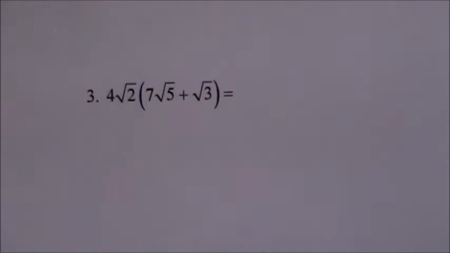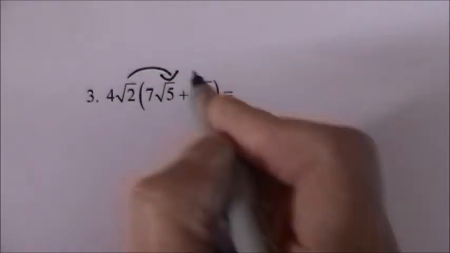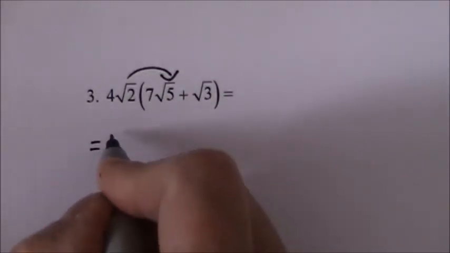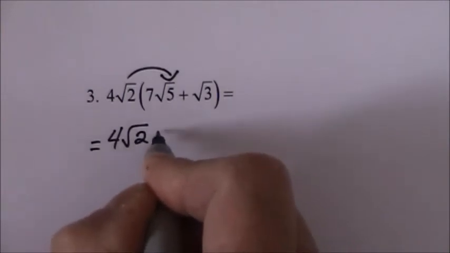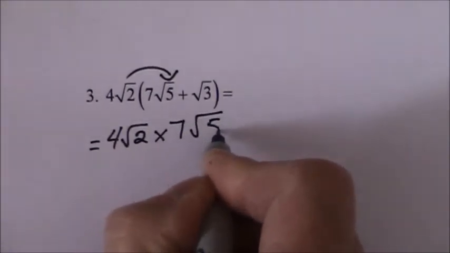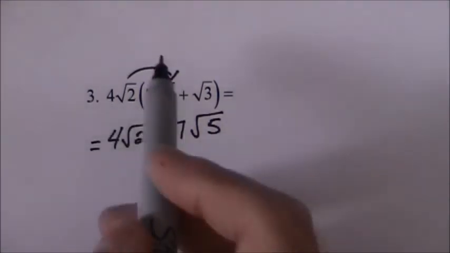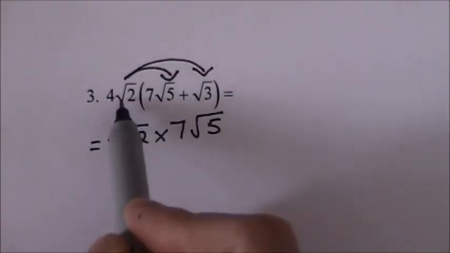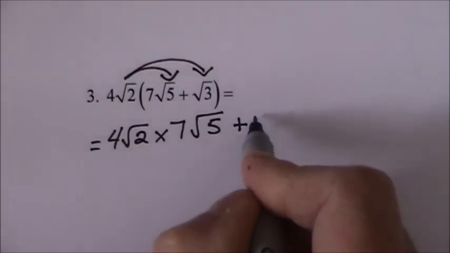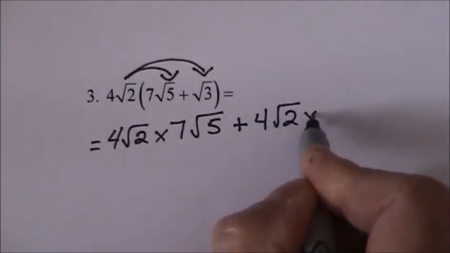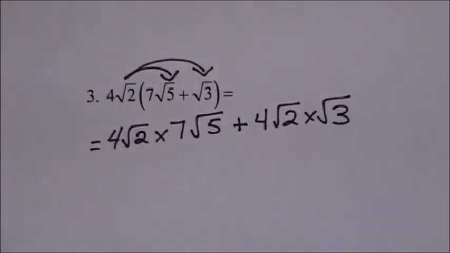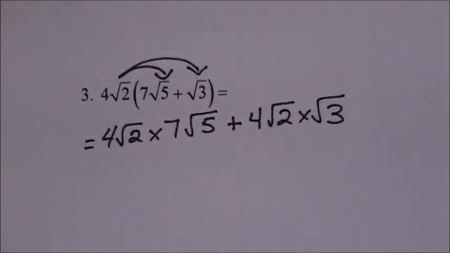As we look at this example, recall a number in a bracket with no sign between them is the same as multiplying. So we're looking at 4 square root 2, multiplying everybody inside the bracket. So that means that these two will have to multiply together. So we have 4 square root 2 times 7 square root 5. Positive, and then these multiply together. Positive times a positive is a positive. 4 square root 2 times square root 3. So that's what it would look like without the brackets.